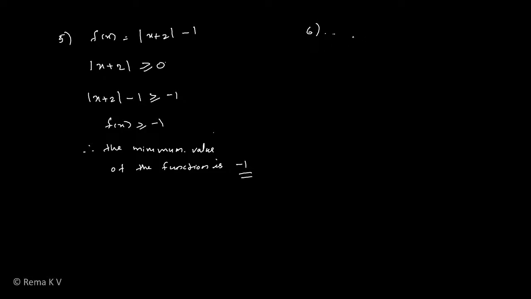Okay, let us move to the next one. G of x is equal to minus of modulus x plus 1, plus 3.